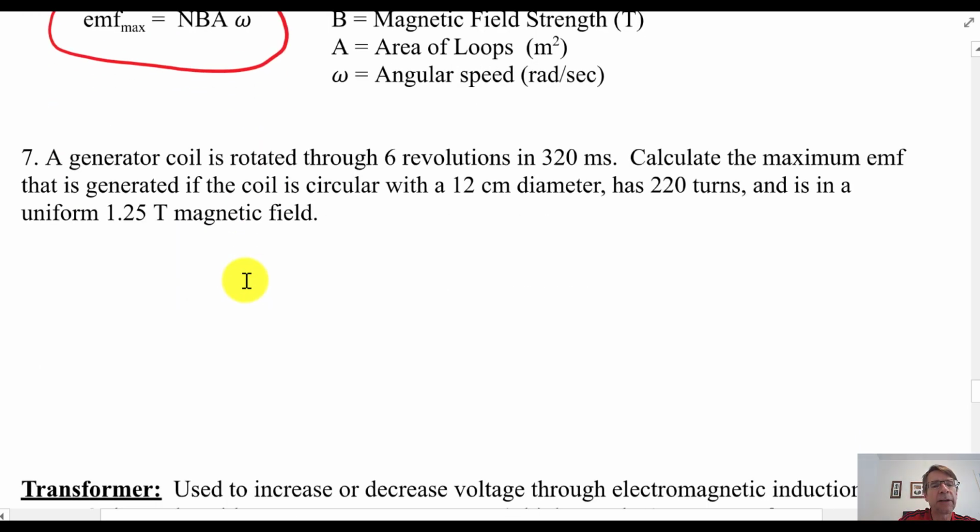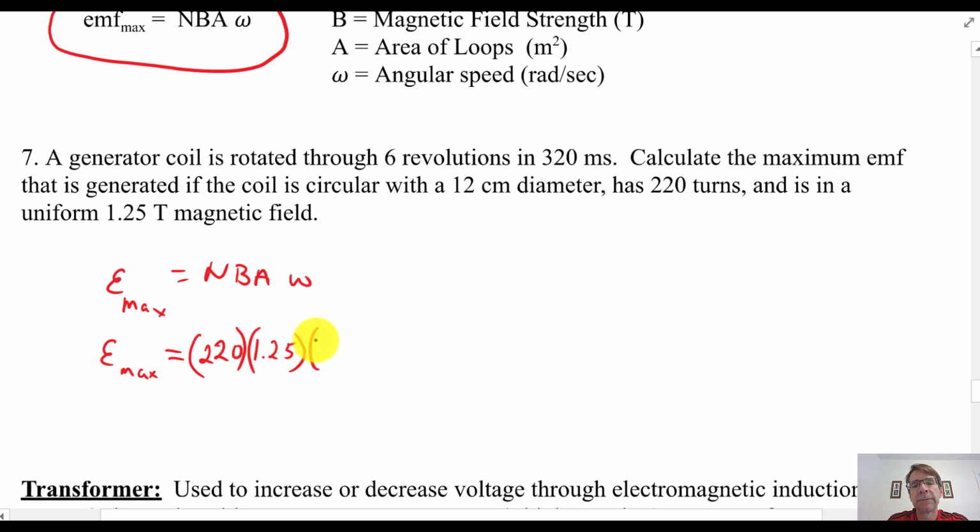So we're going to plug into that equation. I'm going to use this symbol E max, EMF maximum, equals NBA omega. Now in this particular problem, we can start plugging in, but I'll do some side calculations here in a minute. It says there's 220 turns, right? Yeah, 220, that's good. It tells me that B is 1.25 Teslas, that's good, units.